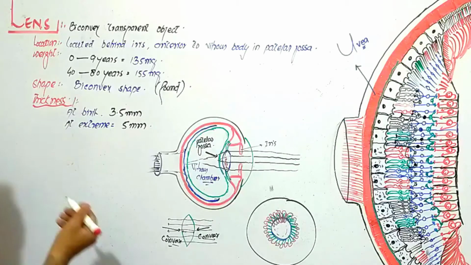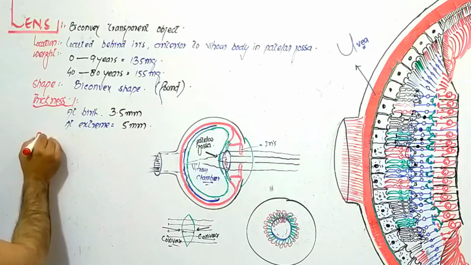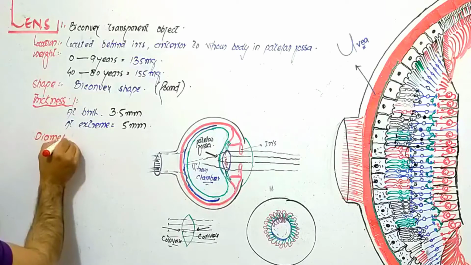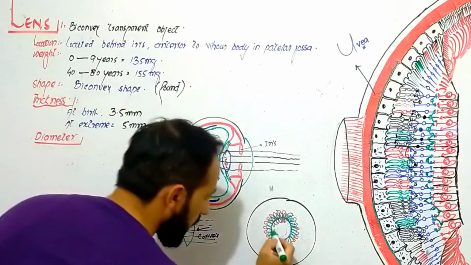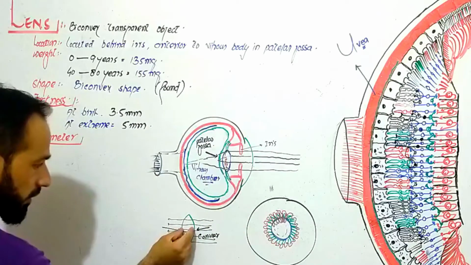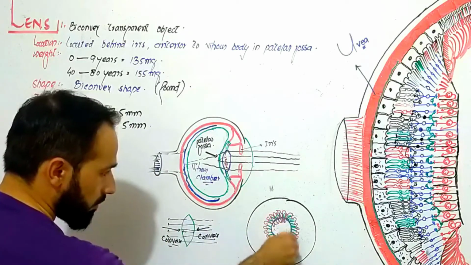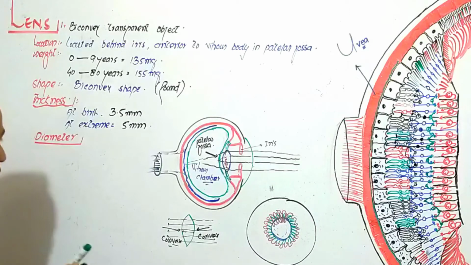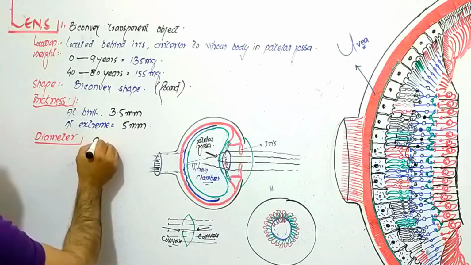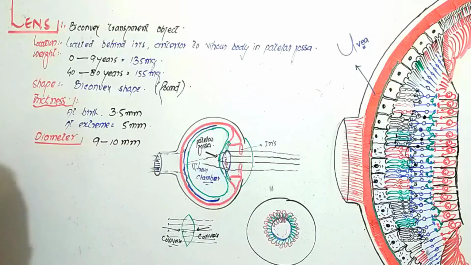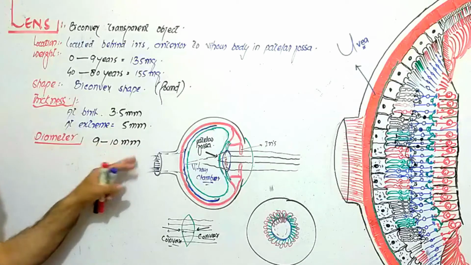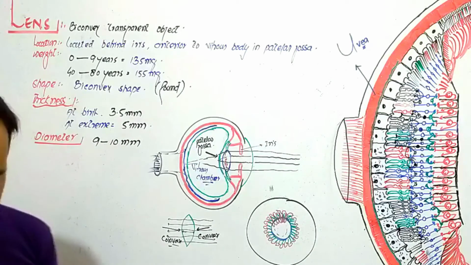Then what is the diameter of your lens? Diameter means like this, right? This was the thickness and this is the diameter. So its diameter is from 9 to 10 millimeters, near to 1 centimeter.